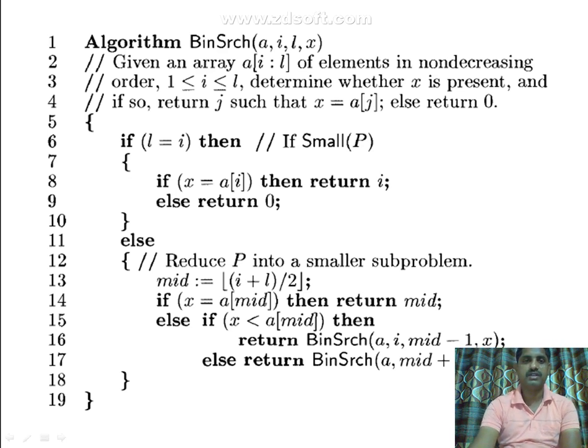So this is the algorithm BinarySearch. If l equals i, then if x equals a[i], then return. Otherwise, reduce P into a smaller subproblem. That is, you can go for mid equal to (i+l)/2. Then if x equals a[mid], then return mid. Else if x is less than a[mid], then return BinarySearch(a, i, mid-1, x). Else return BinarySearch(a, mid+1, l, x).